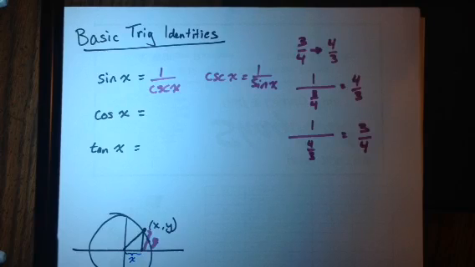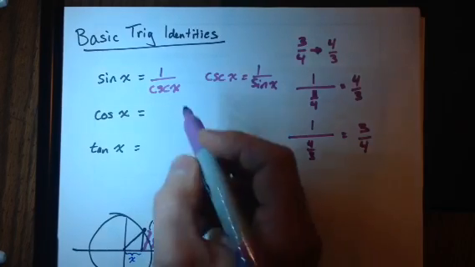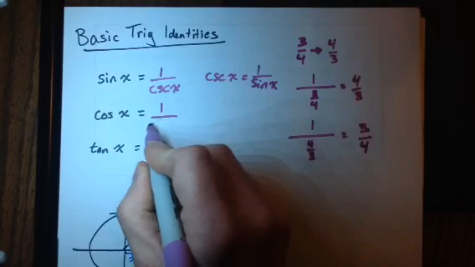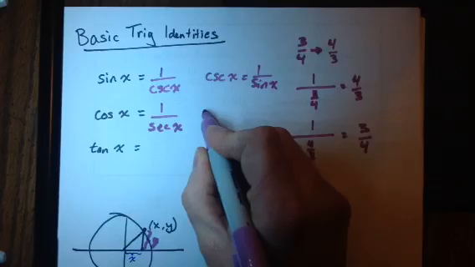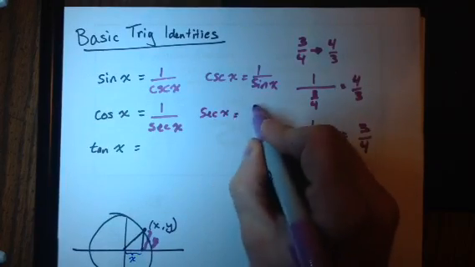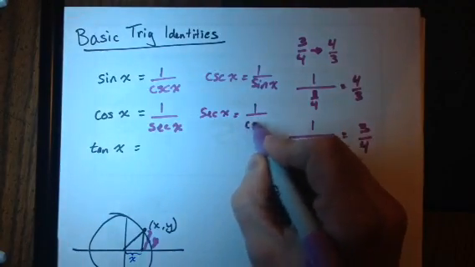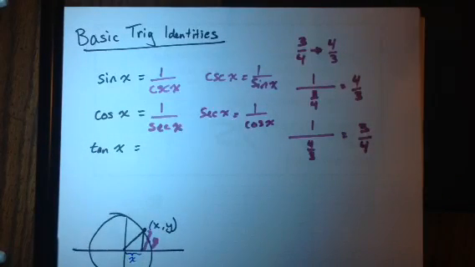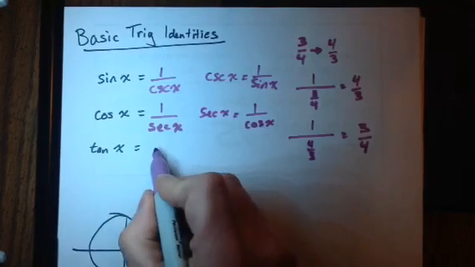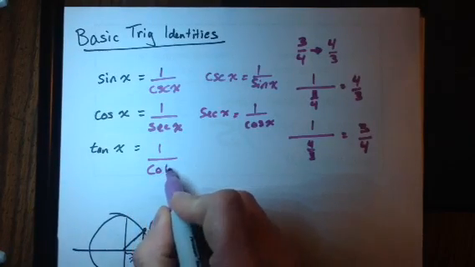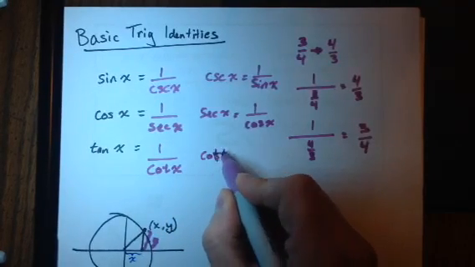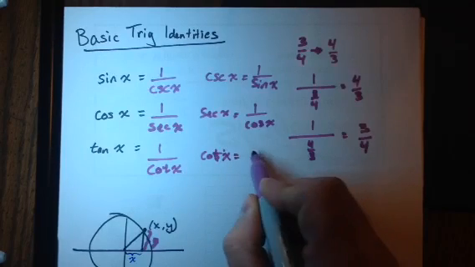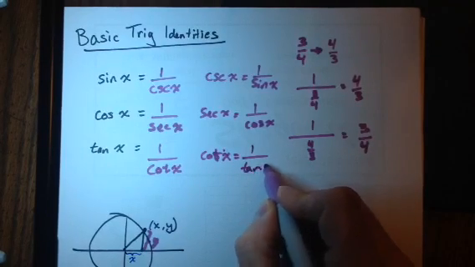Alright, time for cosine. Do you remember the reciprocal of cosine? If you said 1 over secant, you're correct. And similarly, if we have secant of x, it's the same as 1 over cosine. And the last reciprocal identity is with tangent. The reciprocal of tangent, you've got it, it's cotangent. And vice versa, the reciprocal of cotangent is 1 over tangent.